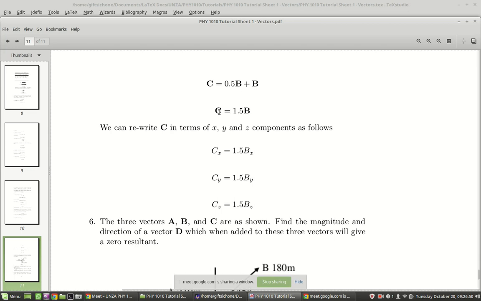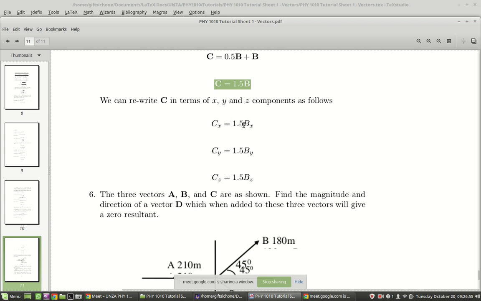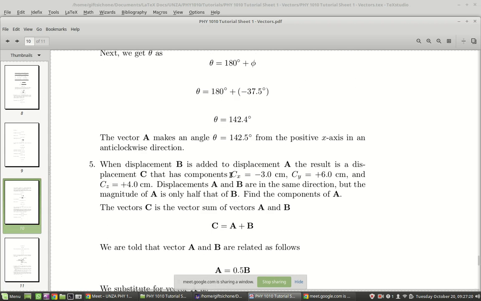Okay, so this is what you get. When you rewrite this vector in terms of components, we have Cx is equal to 1.5 Bx, Cy is equal to 1.5 By, Cz is equal to 1.5 Bz. When we look at our question, we have been given the values of the components of C. Here, Cx is minus 3 centimeters, Cy is plus 6 centimeters, Cz is plus 4 centimeters.